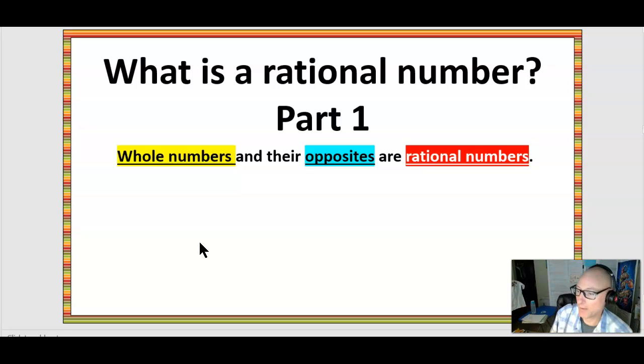Hoffman. All right, so what is a rational number? Part one. So far, we have come to this conclusion that whole numbers and their opposites are rational numbers. This includes zero. That's where we left off. Let's keep going with this lesson.